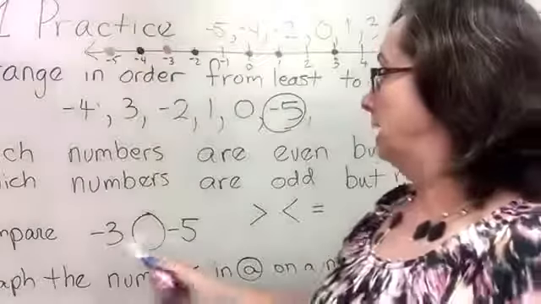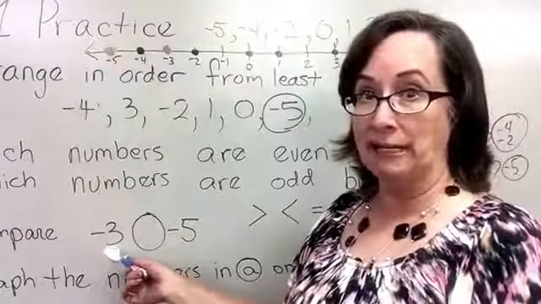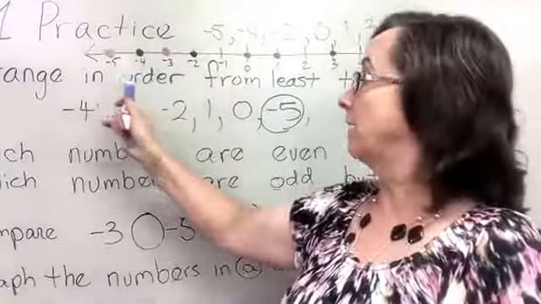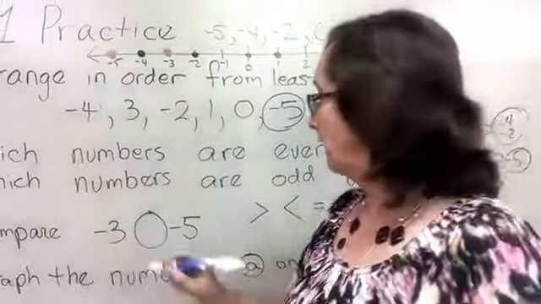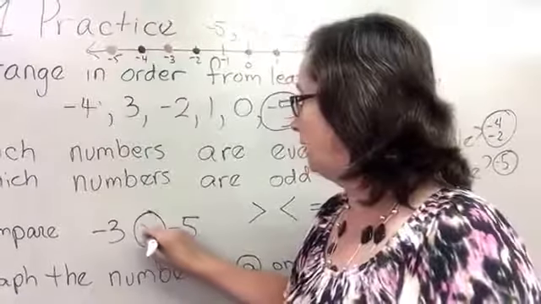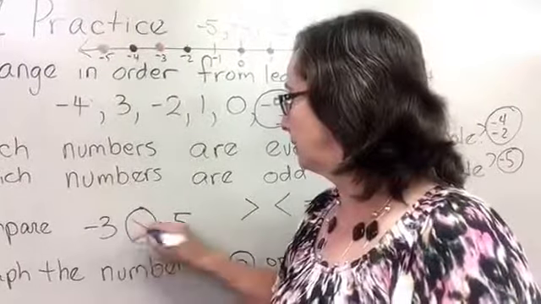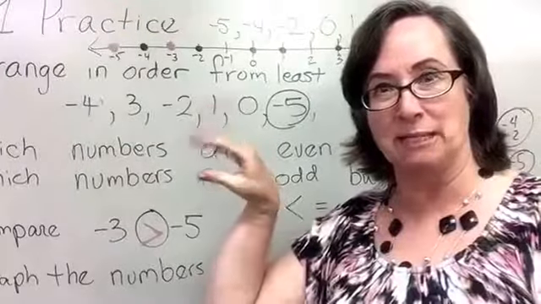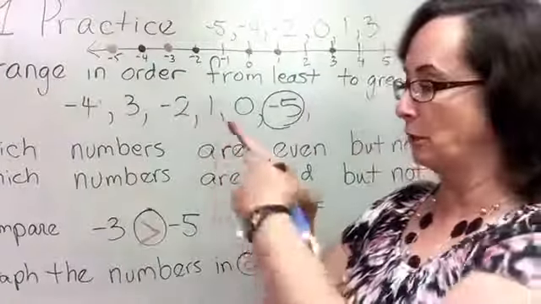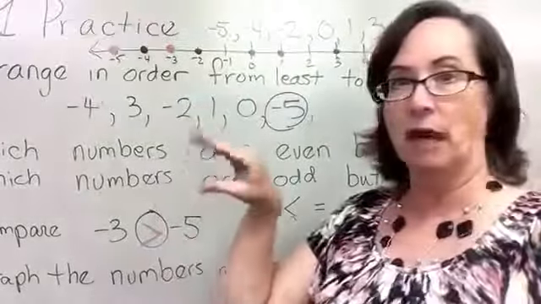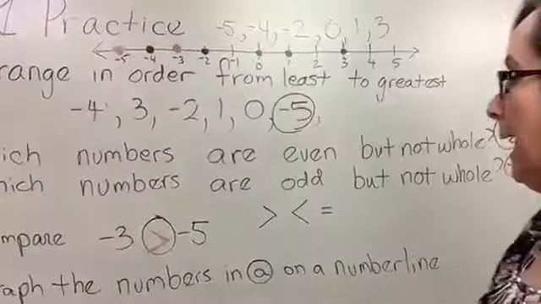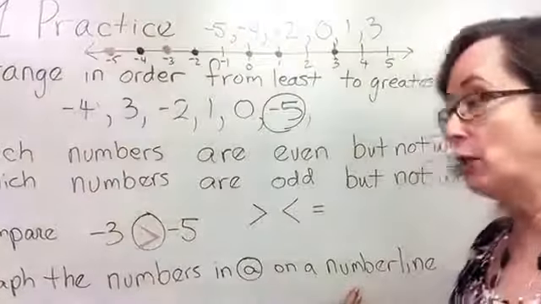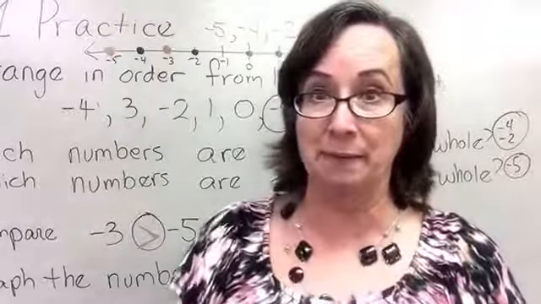Okay, so -3 is to the right of -5. Since -3 is to the right of -5, -3 is greater than -5. So I'm going to have my greater than symbol here, okay? And I always say the bird's beak wants to open up to get the biggest amount. So your little beak is going to gobble up the bigger number. And graph the numbers in A on a number line. Well, we already did that. So I will be back in a moment with some more examples.